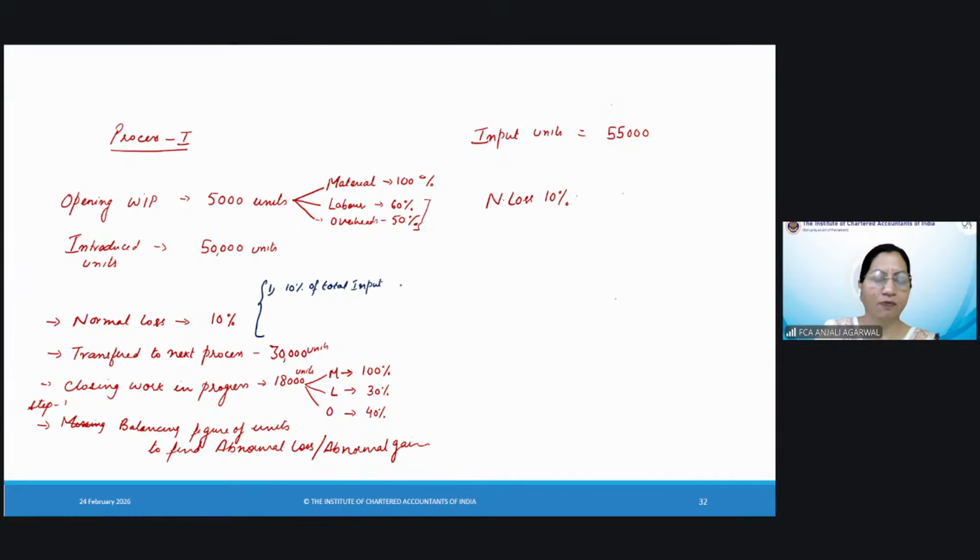In that case, normal loss will become 10% of 55,000. 10% of current input. In that case, it will become 10% of 50,000. So normal loss will then be 5,000 units. But if it is 10% of total input, then normal loss units would be 5,500. And 10% of gross production may also be said.